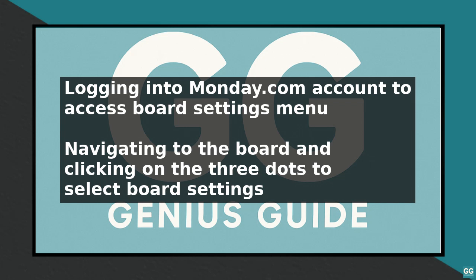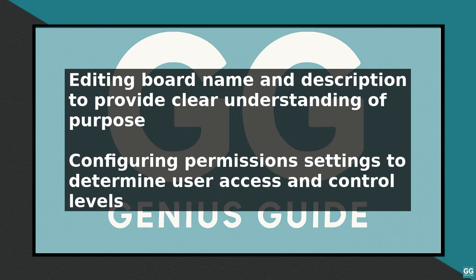In the Board Settings menu, you will see several options including board name, description, and permissions. Start by editing the board name and description to provide a clear understanding of the board's purpose and content. Next, configure the permissions settings to determine who can view, edit, and manage the board. You can choose from various permission levels, including viewer, editor, and administrator, and assign them to individual users or teams.